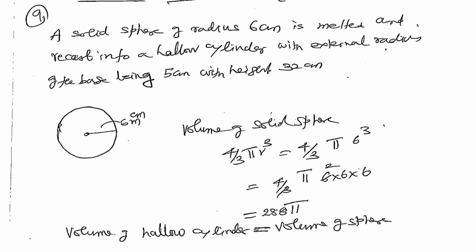Now in the next problem, a solid sphere of radius 6 centimeter is melted and recast into a hollow cylinder with external radius of the base being 5 centimeter with height 32 centimeter. Find its internal radius. The volume of solid sphere melted is 4 by 3 pi r cube, that is radius being 6, 4 by 3 pi into 6 cube, that is 288 pi.